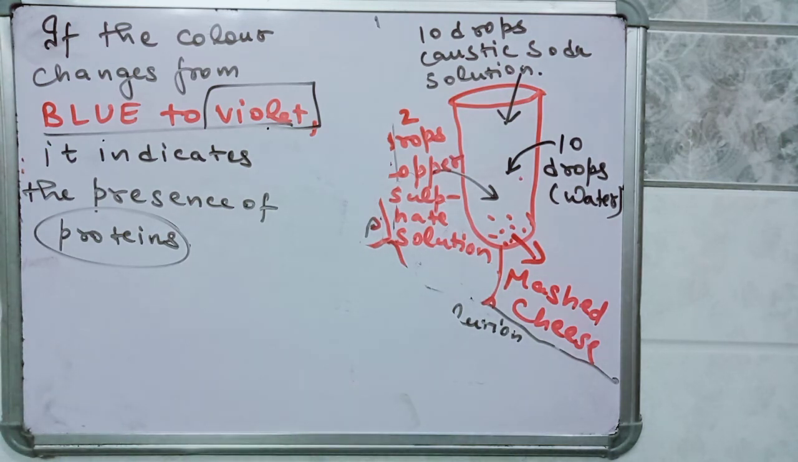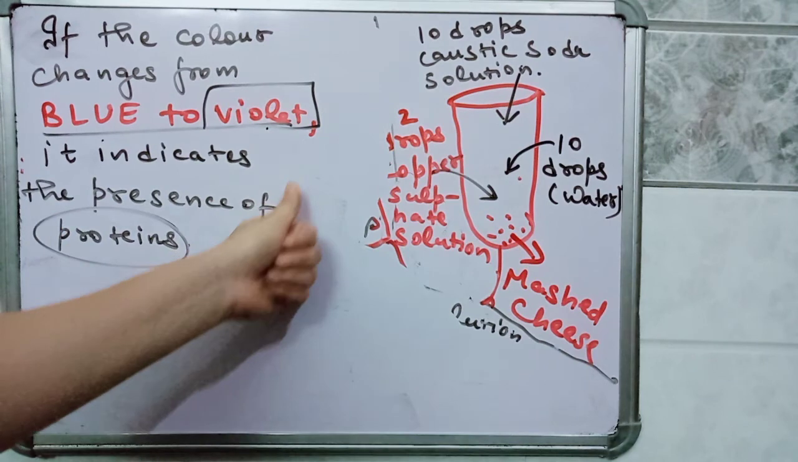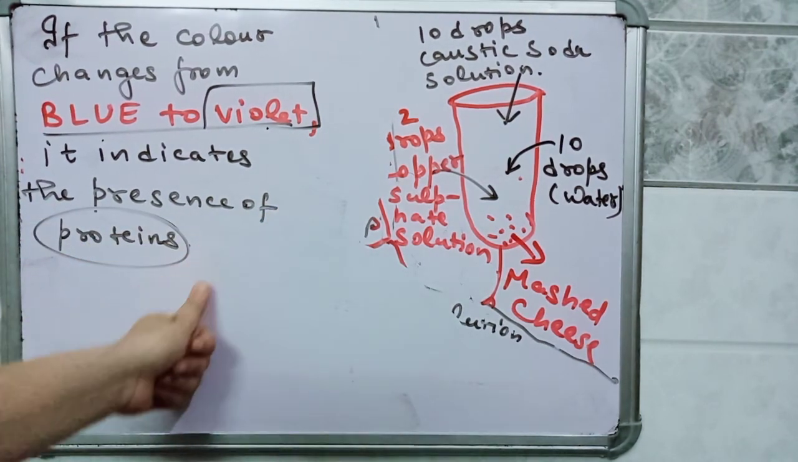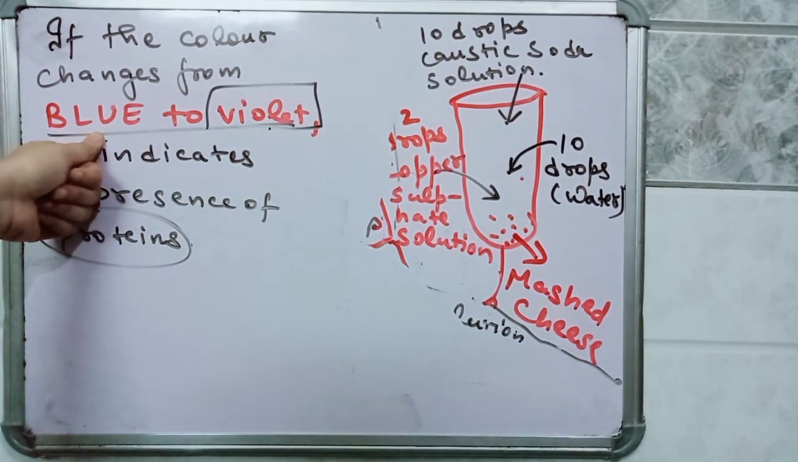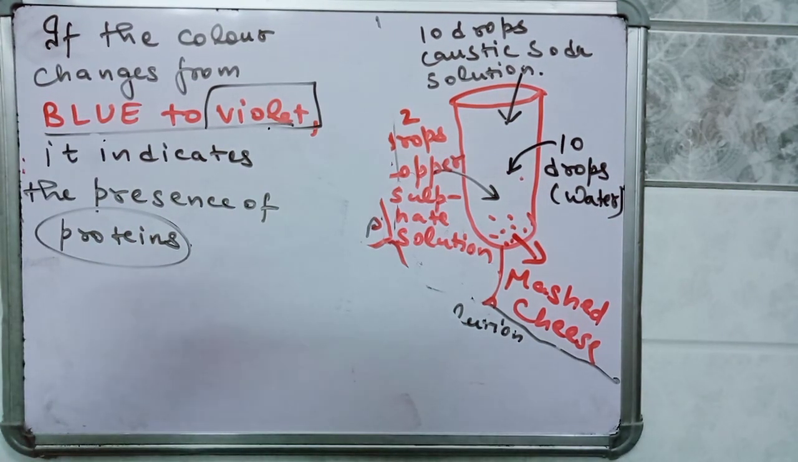So we have discussed the process of how to test the presence of protein in foods. For this you require two chemicals. First is solution of copper sulfate and second is solution of caustic soda. If the color changes from blue to violet, then it indicates the presence of protein. If the color remains as it is, meaning blue, then it indicates that protein is not present in that particular food item. In the next video, we are going to discuss how to test the presence of fats in food.